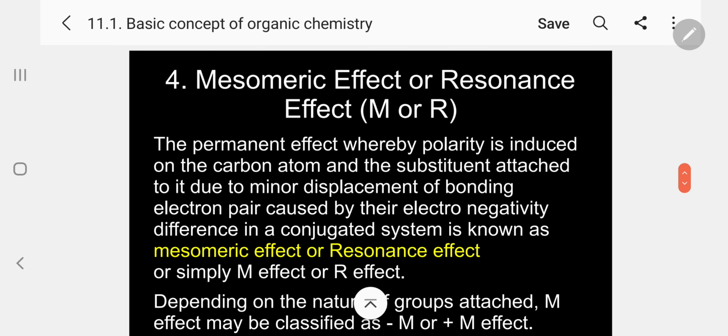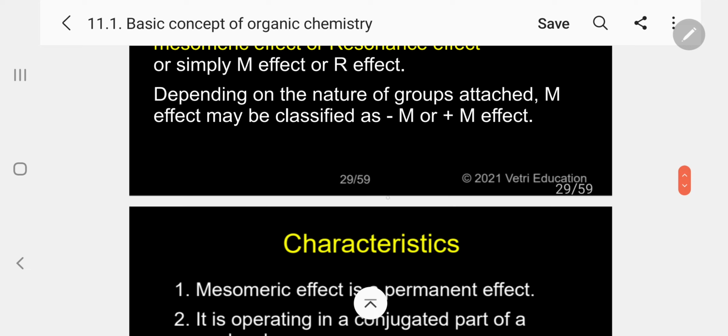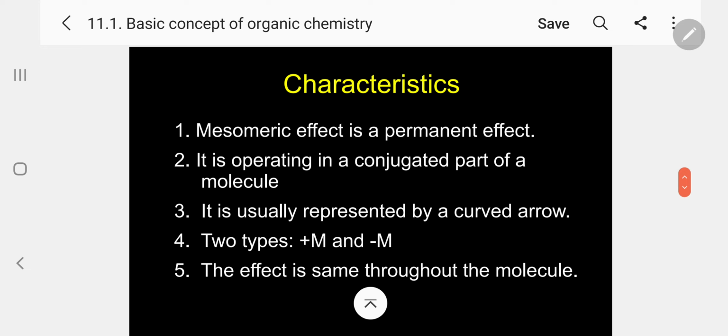What is mesomeric effect? Because our question is asked under the aromatic, you must know. The permanent effect, whereby polarity is induced on the carbon atom and the substituent attached to it due to minor displacement of bonding electron pair caused by the electronegativity difference in a conjugated system, please follow, is known as mesomeric effect or resonance effect, simply represented by M effect or R effect. Kindly follow. Depending on the nature of groups attached, M effect may be classified as -M or +M. Please follow. What are the characteristics? You must know about that.